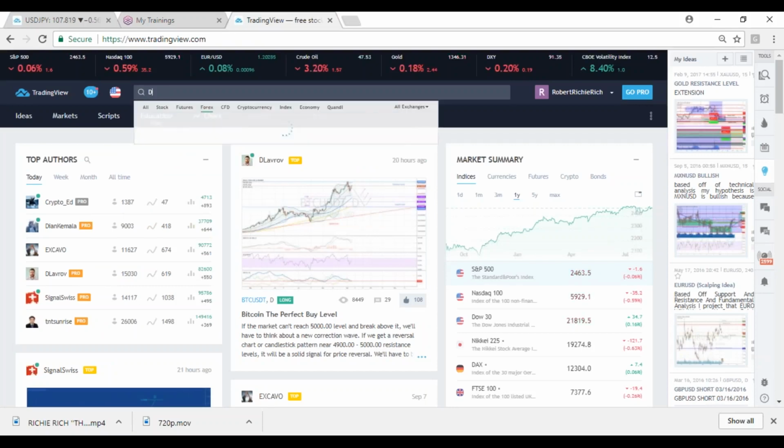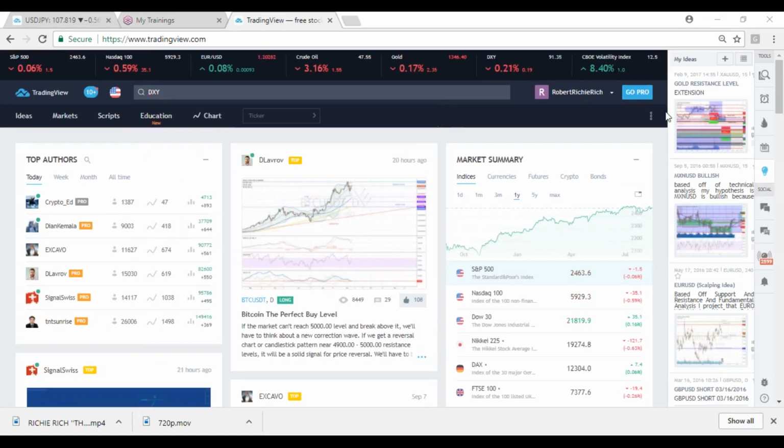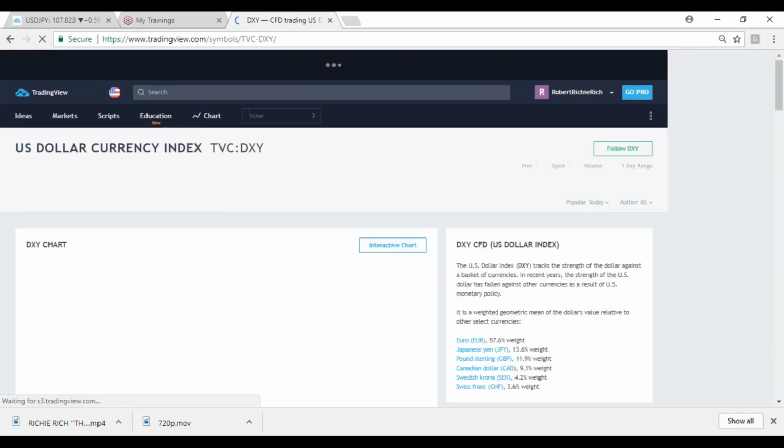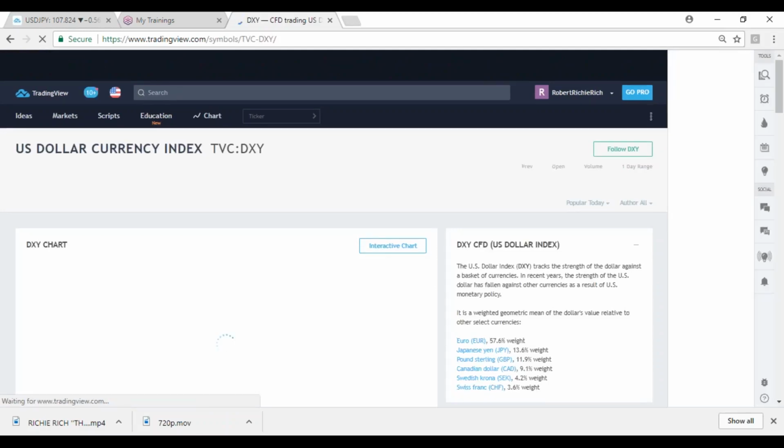Hold on, I'm going to type in DXY in TradingView. So I'm typing DXY into the search and nothing pops up at the bottom. You got to make sure you click enter when you type in DXY. This is going to show you the dollar index.